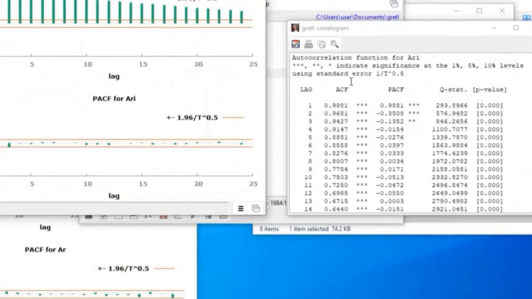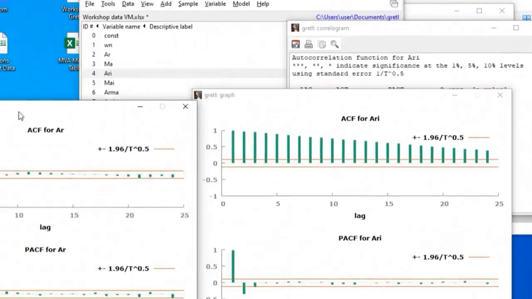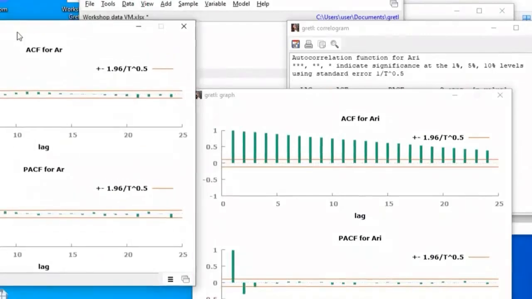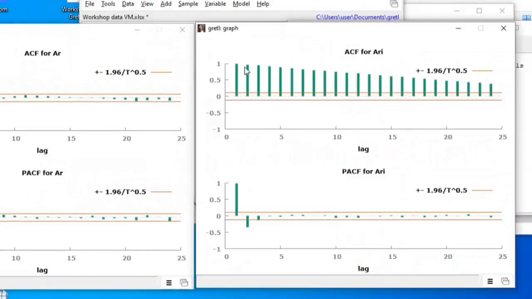So we can compare these two cases. In both the cases, this and this, we have significant spikes. Here the spikes are not decaying fast, but here the spikes decay. The ACF is fast decaying here, and here the ACF is not decaying fast. So the first one is a stationary case. The second one is a non-stationary case.